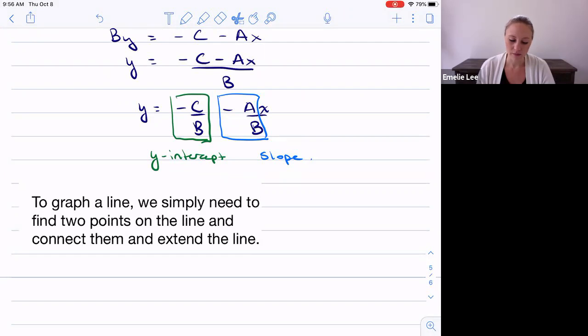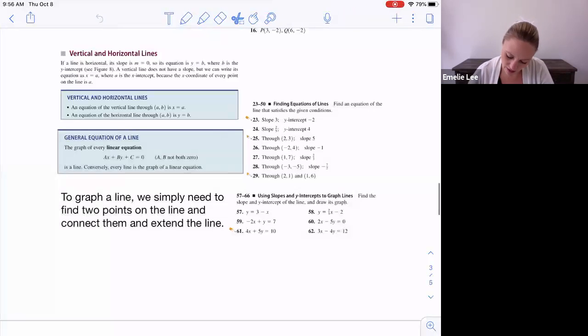Okay. So drawing a line is not that bad.